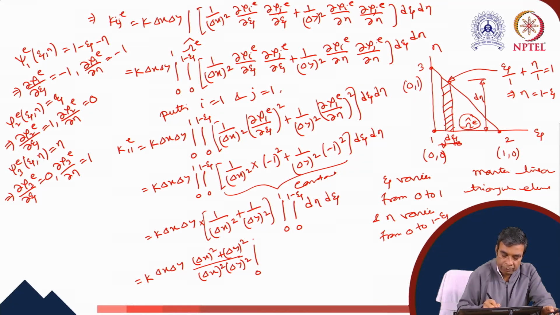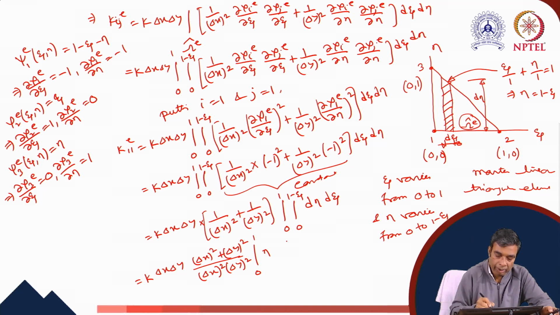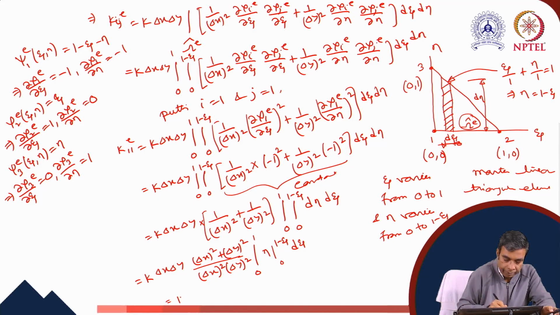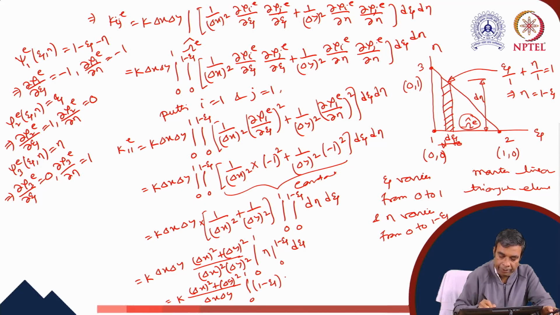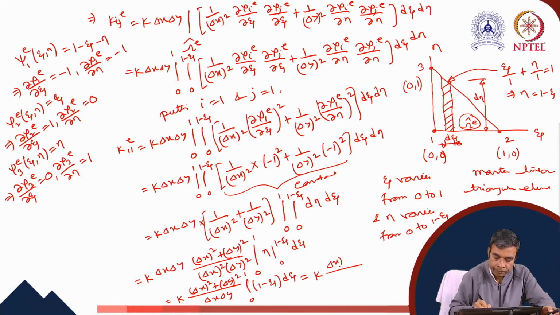In the integrand we have from 0 to 1, and after performing integration with respect to η, we have η varying from 0 to 1−ξ, dξ. So this simplifies to k [(Δx)² + (Δy)²] / (Δx Δy) times the integral from 0 to 1 of (1−ξ) dξ, which equals k [(Δx)² + (Δy)²] / (Δx Δy).